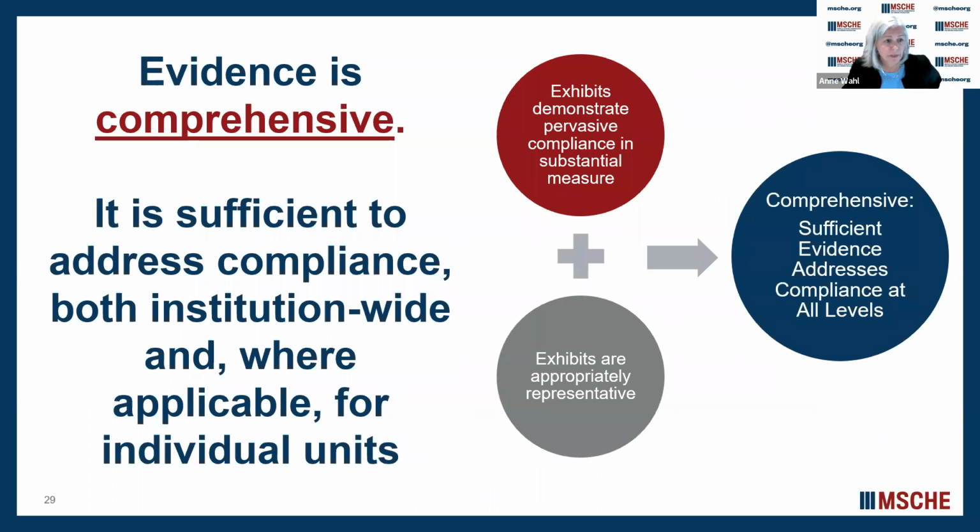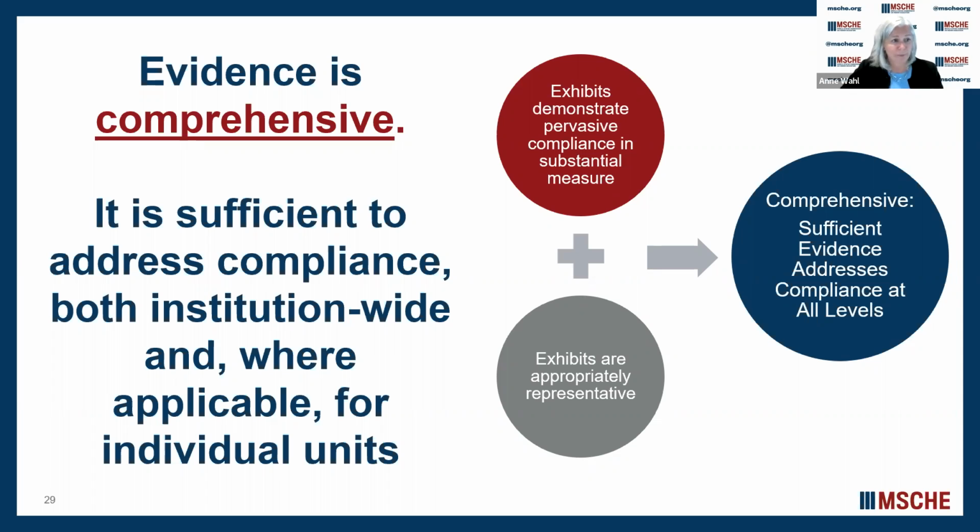And then this notion of being comprehensive: that the evidence is pervasive, shows compliance in substantial measure, and that the exhibits are appropriately representative. So you want to make sure that you're addressing compliance at all levels. In this case, we're talking about institution and individual, but you also want to think about degree level and modality, and some of the other types of levels and different individual units that you want to be sure to include.